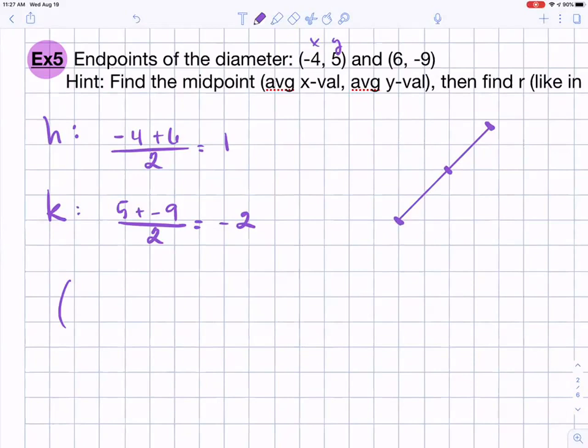When you get it, show it to somebody close by, see if they got the same thing.